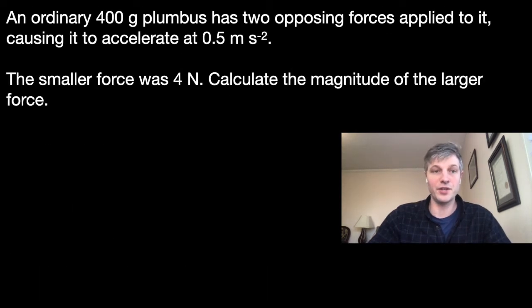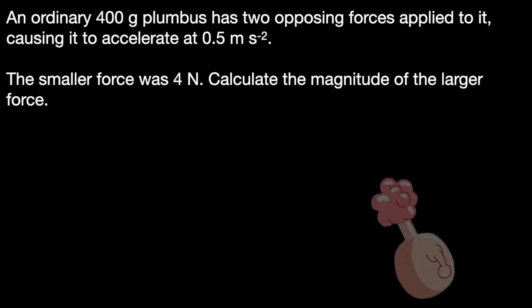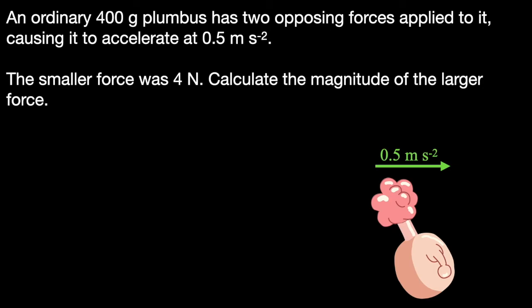All right, final question. An ordinary 400 gram plumbus has 2 opposing forces applied to it, causing it to accelerate at 0.5 meters per second squared. The smaller force was 4 newtons. Calculate the magnitude of the larger force. Okay, so here's our plumbus. It's accelerating at 0.5 meters per second squared. It has a net force which is going in the direction of the acceleration.